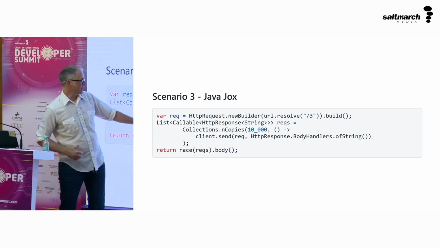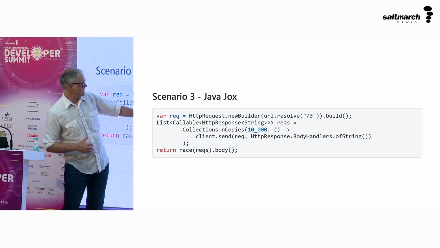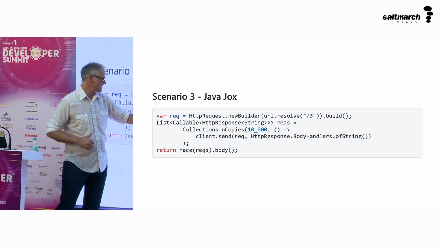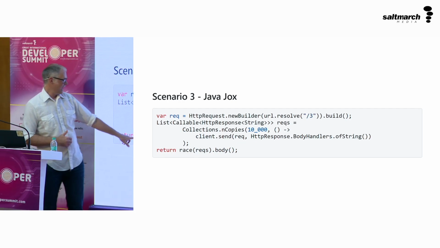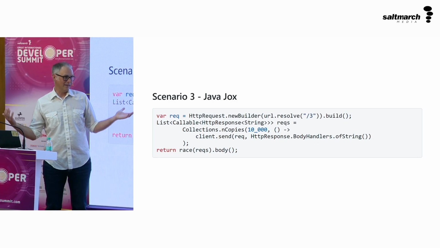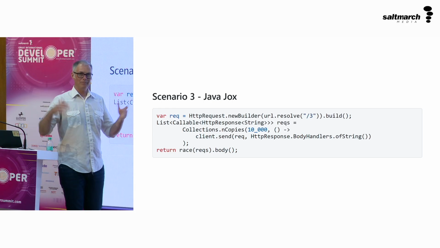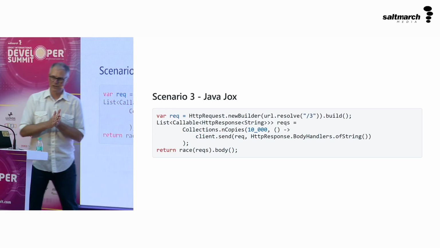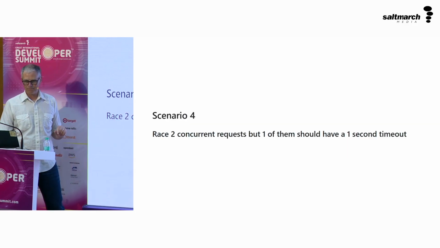In this case, all that I'm doing is creating a list of callables of HTTP responses of strings, and I'm creating 10,000 of those. Then I call race with all of those, and that is going to make the 10,000 requests based on Loom and do all the things we've been talking about with structured concurrency for me. So, a nice, concise one there with Java JOX.